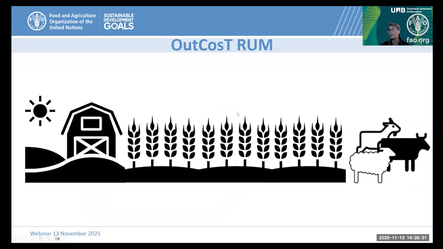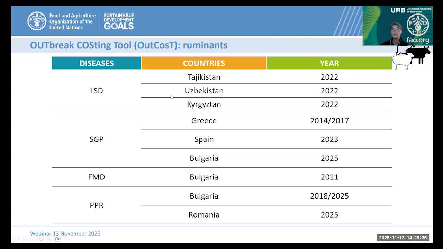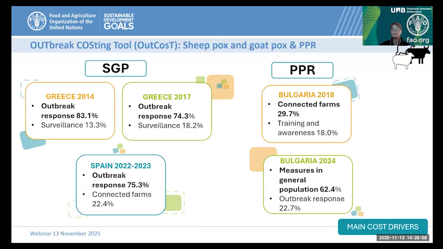So now I'm moving to some examples of the case studies. The version for ruminants was used in Central Asia and also in Mediterranean countries for different diseases affecting cattle and small ruminants, such as lumpy skin disease, sheep pox and goat pox, foot and mouth disease, and also peste des petits ruminants. To show you some examples.